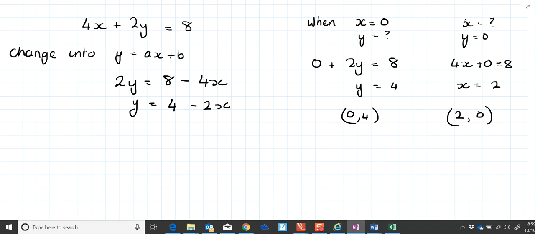Okay? So then, whichever way you want to go about doing it, we've got our set of axes. Do you know what this is called? This is the standard or general form of the equation, not the gradient intercept form, the general form. So now I can just plot 0, 4, and 2, 0, and that's my line. I'd draw that much easier with a ruler, but there you go, there's my line.